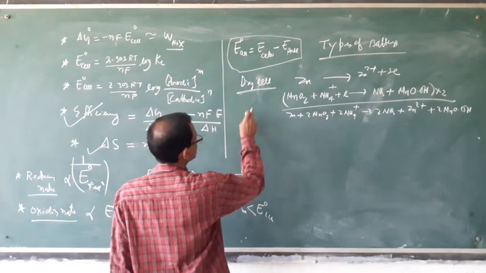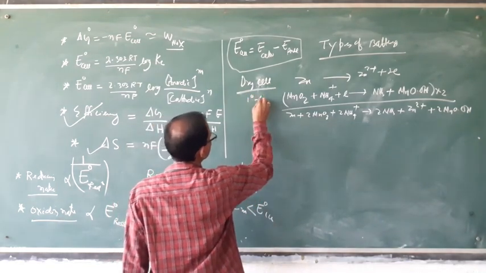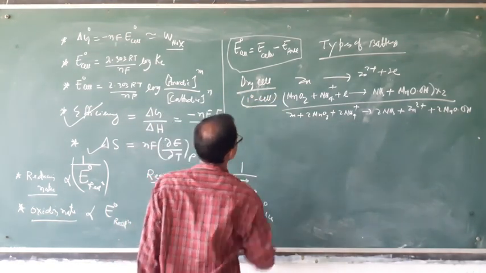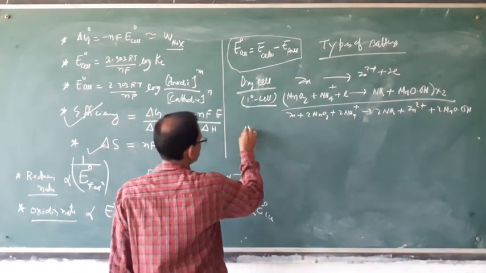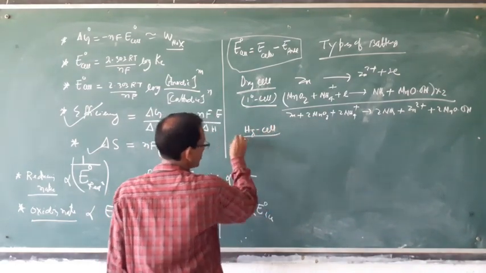Then the mercury cell. These are primary cells. It is also a primary cell. Then the mercury cell. Mercury cell is here.